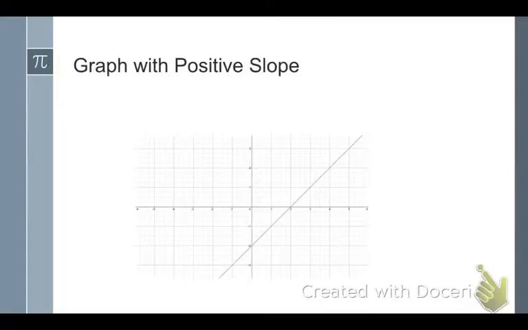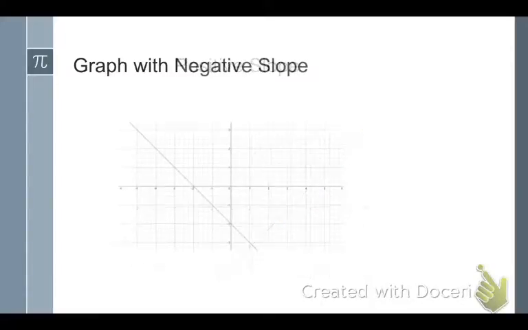So here's a picture of a graph with a positive slope. You can see it goes up in this general direction. Now, how do we find the actual value of the slope? So the direction is positive, the steepness is a number. We will get to that in a few minutes.